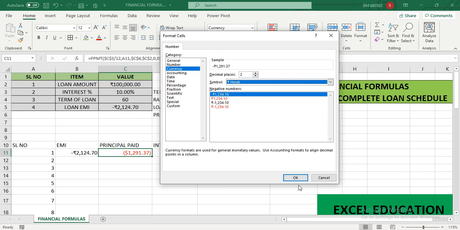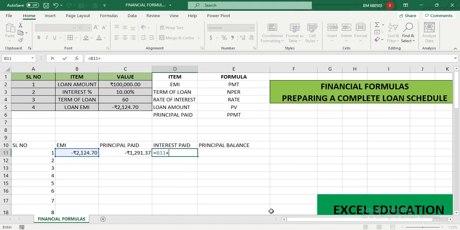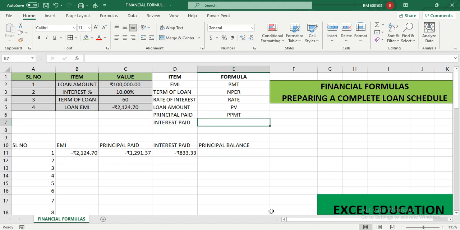So now we have two options to find the interest that we have paid. One is to take the difference between these two. The difference between these two will be the interest paid, 833.33, or we also have a formula for finding out the interest paid for that particular EMI. That is called the IPMT. Now let us verify if IPMT gives us the same result of 833.33.